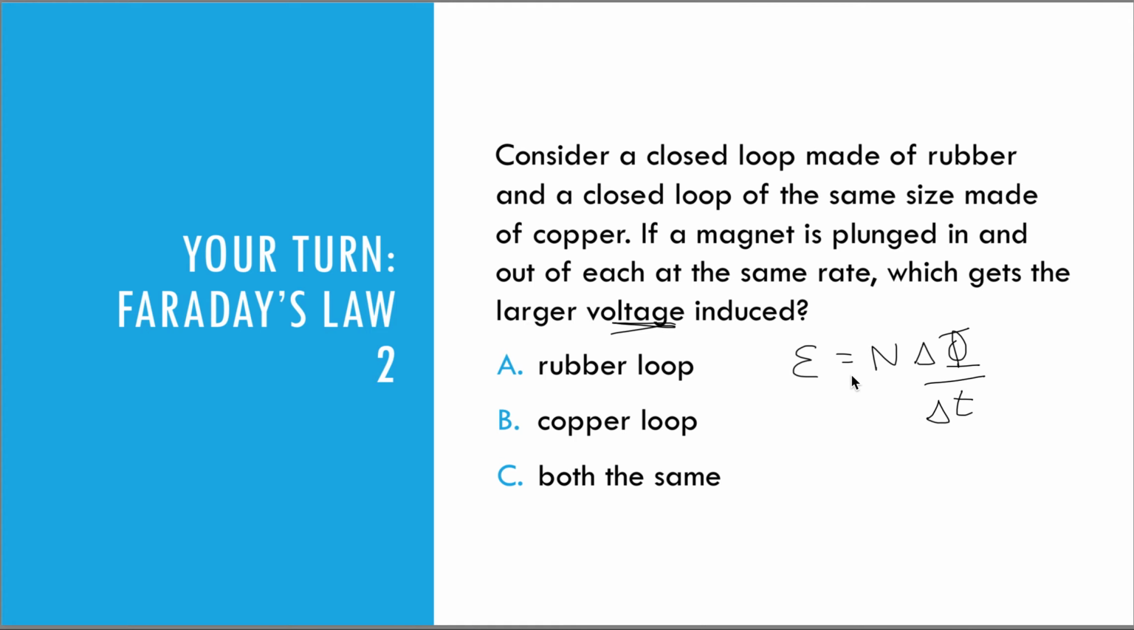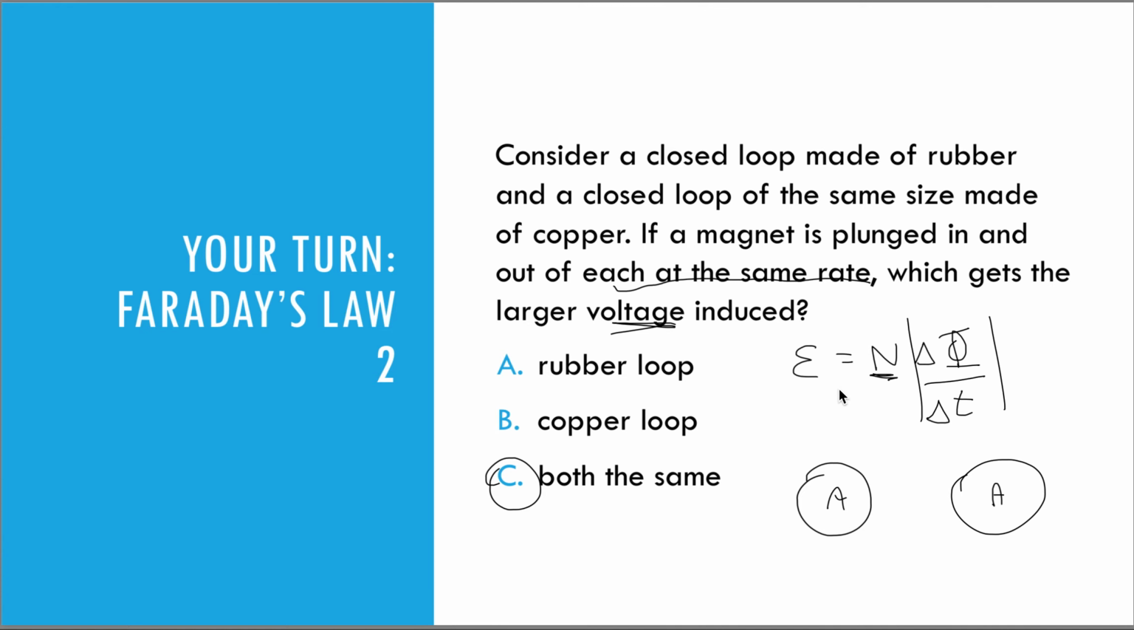In this case, the flux through the loops is changing because there's a magnet that is plunged in and out. But look, it says the same rate. The field through the loops is changing at the same rate through both loops, whether it's rubber or copper. The area of the loops, the size of the loop, is the same. There is only one loop for each, so the number of loops is the same. So the EMF induced in both loops is actually the same because the flux is changing at the same rate.